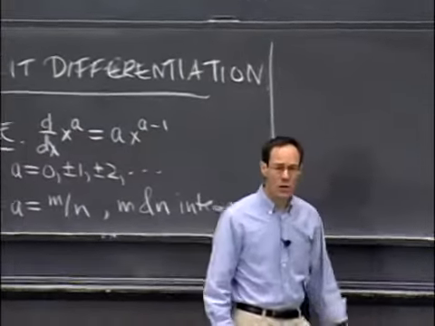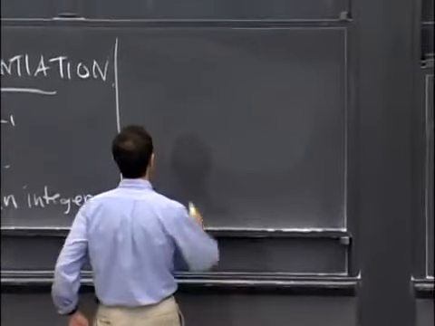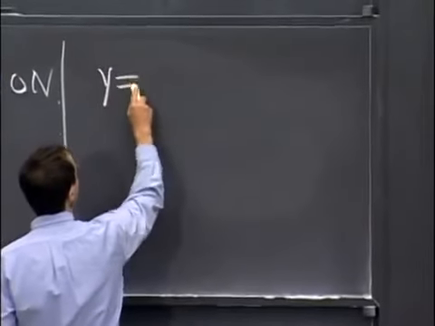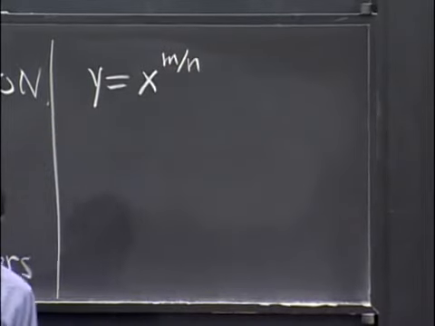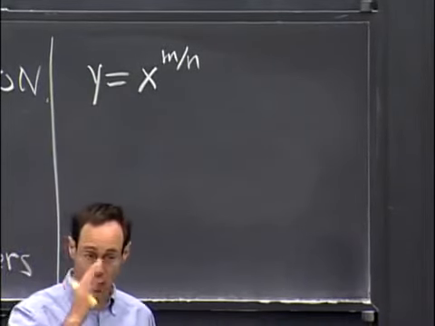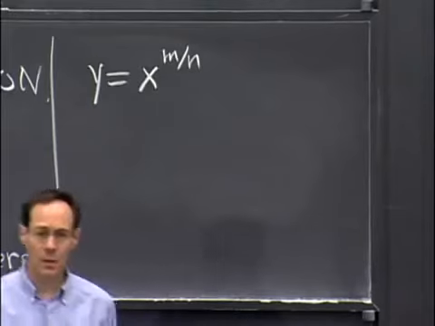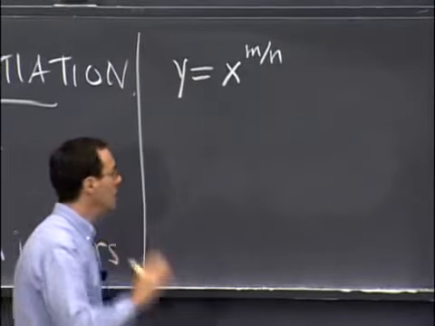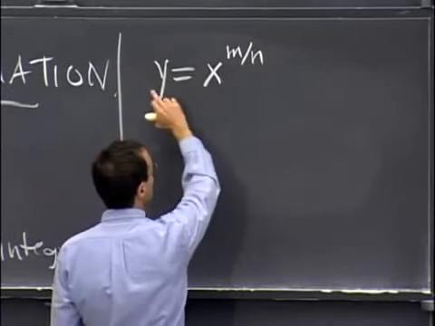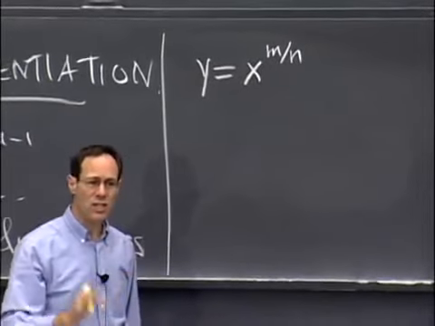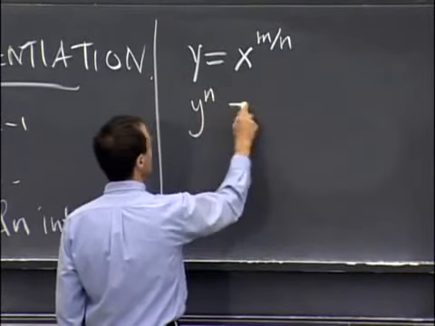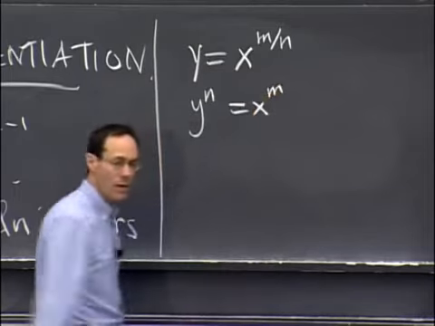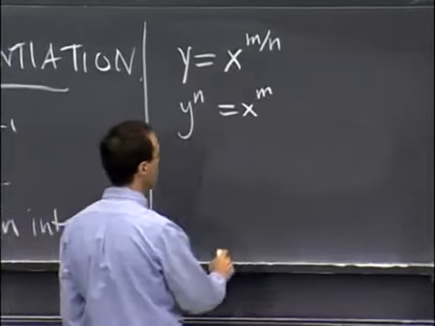So how do we get started? Well, we just write down a formula for the function. The function is y equals x to the power m over n. That's what we're trying to deal with. And now there's really only two steps. The first step is to take this equation to the nth power. So write it as y to the n equals x to the m. All right, so that's just the same equation rewritten.